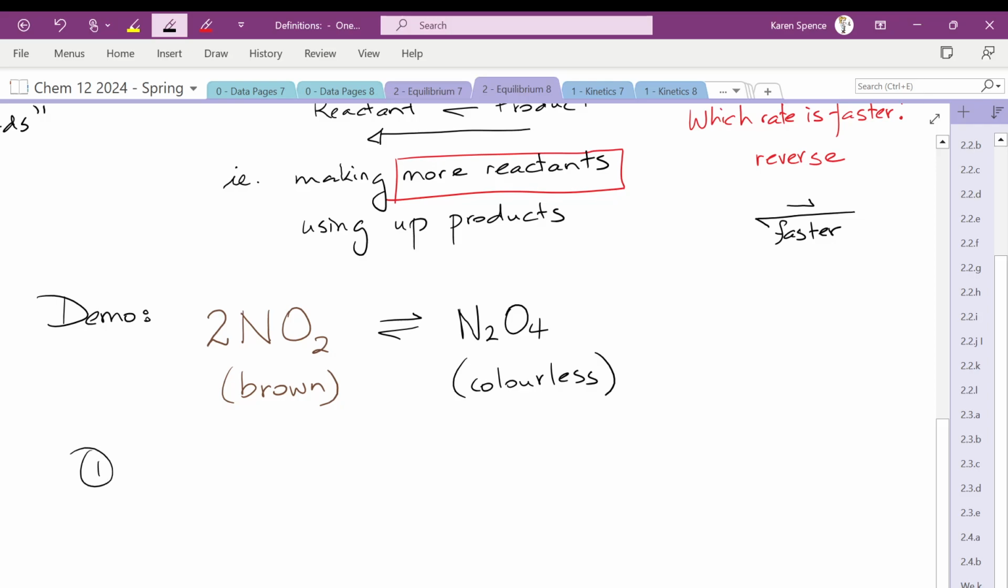So what did we do first? First of all, we increased the temperature. Okay, I know we decreased the temperature at the same time, but we'll look at that later. We increased the temperature. What do we call that when we do something to a system? That is our stress.